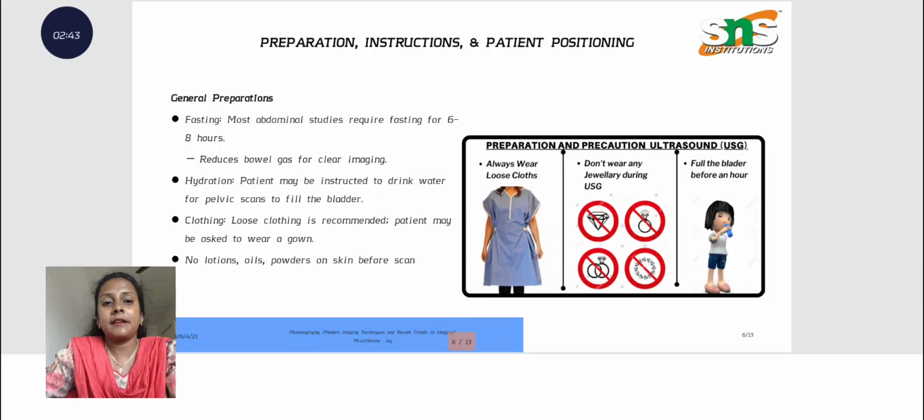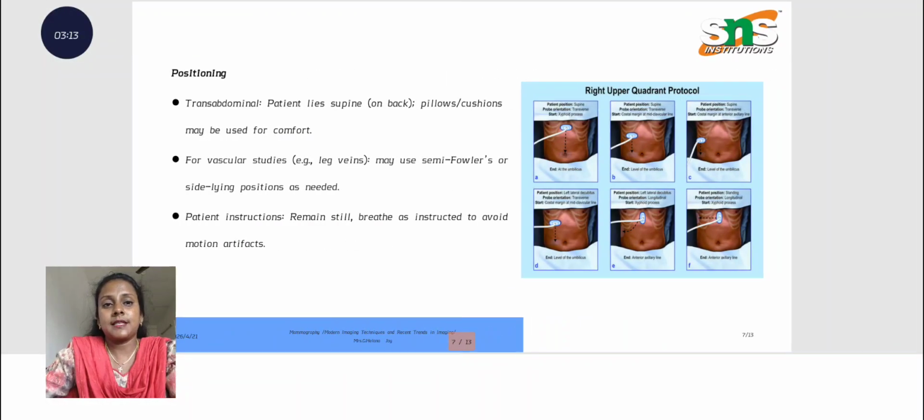The next thing is hydration. The patient may be instructed to drink water for pelvic scans to fill the bladder. Once the patient drinks plenty of water, the bladder will expand, and we can easily visualize abnormalities of the bladder also. As for clothing, loose clothing is recommended, and the patient may be asked to wear a hospital gown. No lotions, oils, or powders should be on the skin before the scan.